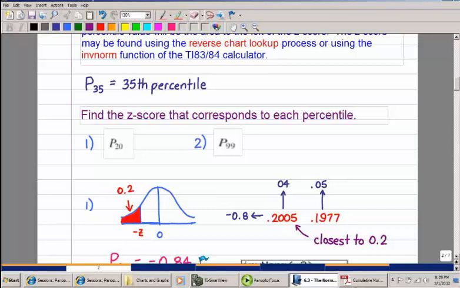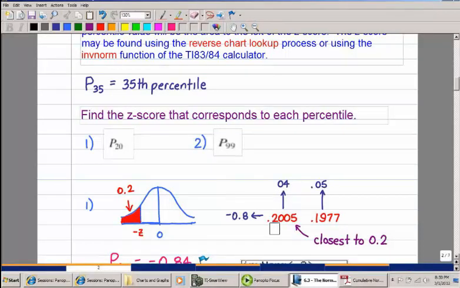So our goal here is to pick the closest one. Above or below is irrelevant. You just want the one that's the closest. And 2005 would be closest to 0.2. You could subtract both numbers from 0.2 and take the absolute value, and whichever one's the smallest would be the closest number. So I'm going to pick 0.2005, which is in the negative 0.8 row, and scroll up here, it's in the 0.04 column. So my z would be negative 0.84.